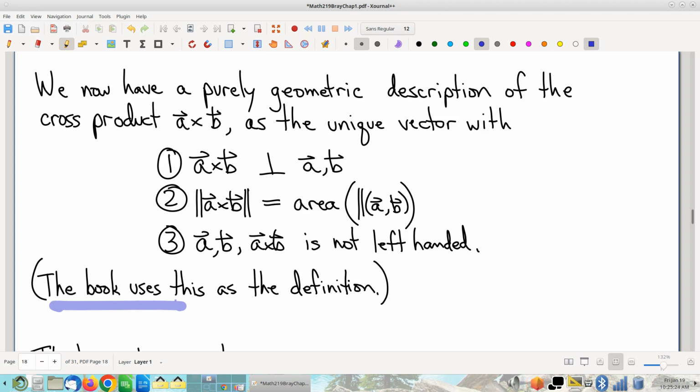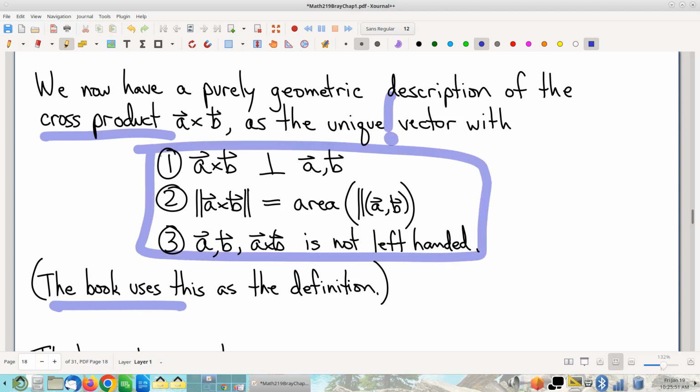The book starts off with a geometric definition of the cross product. That's the exact opposite of what I did. I started with a formula, and then from that, derived some geometric properties. The book, and by the way, not just this book, starts by defining the cross product to be the unique vector that has these three properties that we've just talked about.